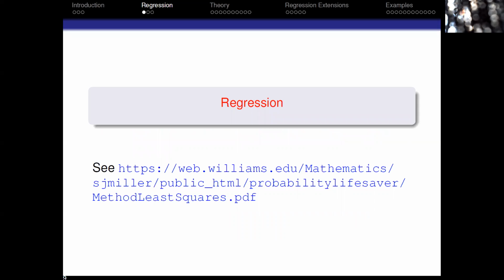So out of curiosity, how many of you have seen regression before? 1 or 2 people? 2.5, okay. How many of you have seen a proof of why it works? Okay, not as many as have seen it.